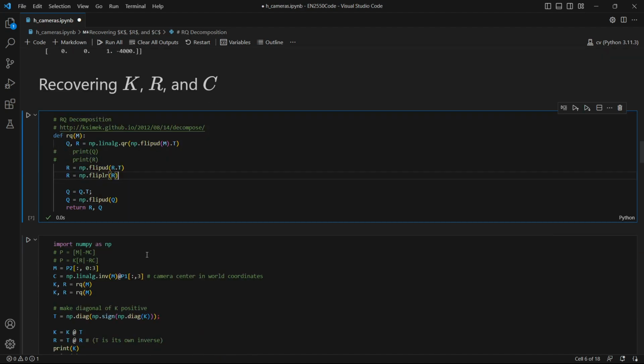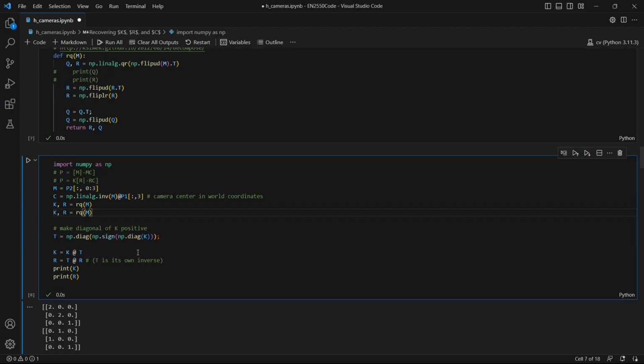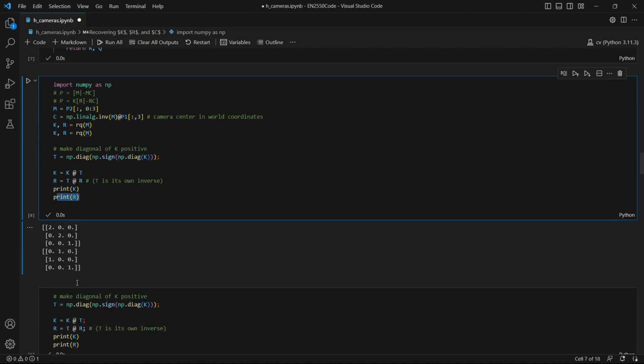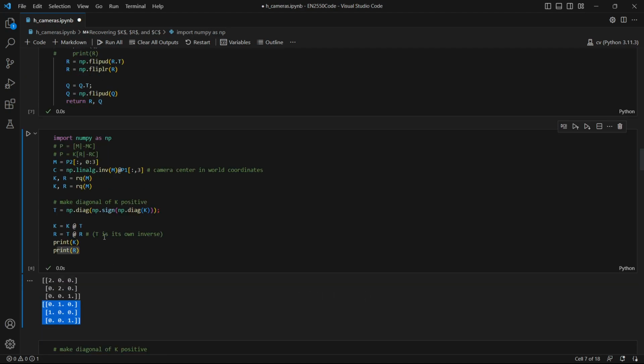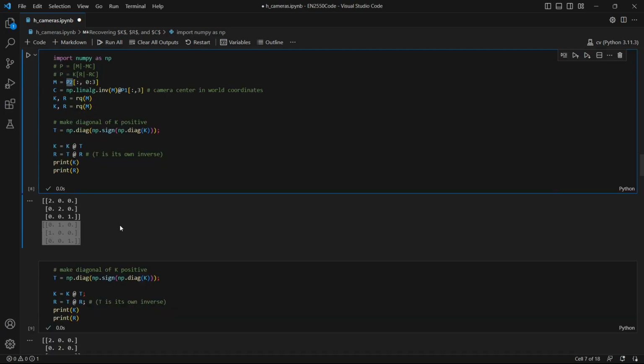You can see there is an extraction that I had to do. First the 3 by 3 matrix, then some operation that I have to do to get the camera center. Then using the RQ decomposition, K and R, and then make the diagonal of K positive. It must be done in this case, so that transformation has to multiply R also. Then we can print K and R, and we can see that K and R have been recovered properly. We are doing that to the camera matrix too.